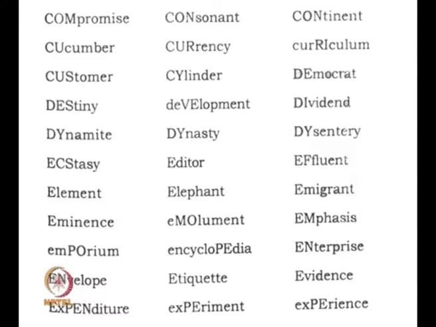Emphasis. Emporium. Encyclopedia. Enterprise. Envelope. Etiquette. Evidence. Expenditure. Experiment. Experience. Okay, you can sit down.